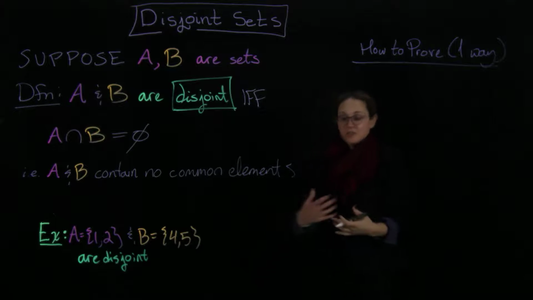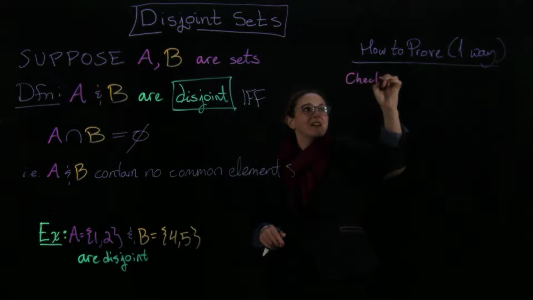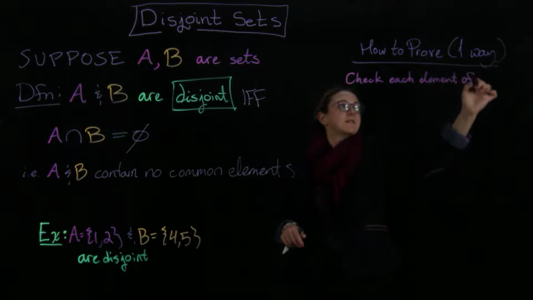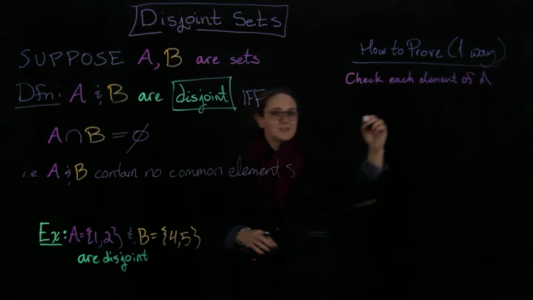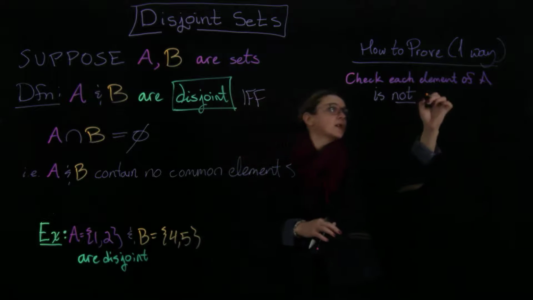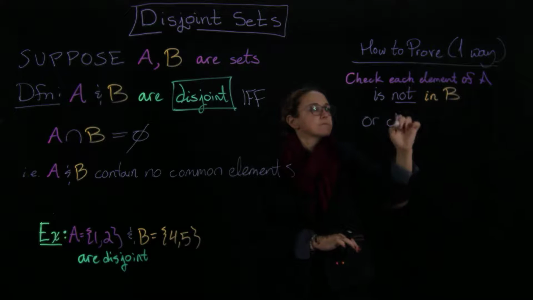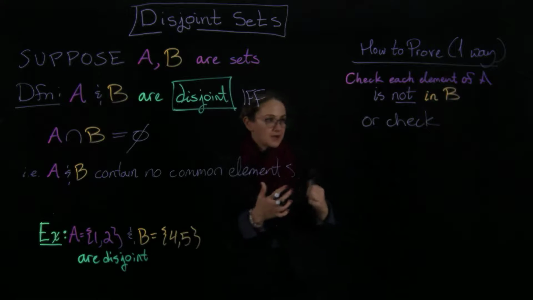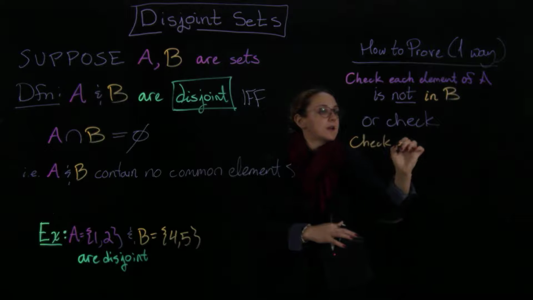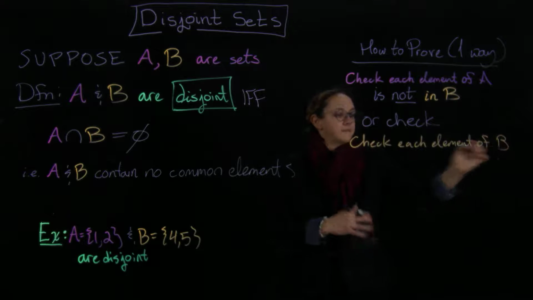So how to prove it? Check that each element of A is not in B. Or you can check that each element of B is not in A.